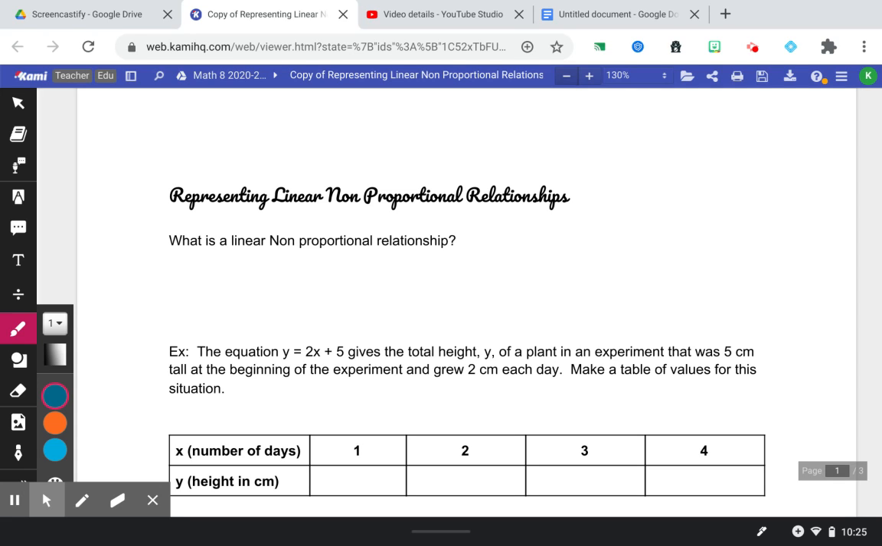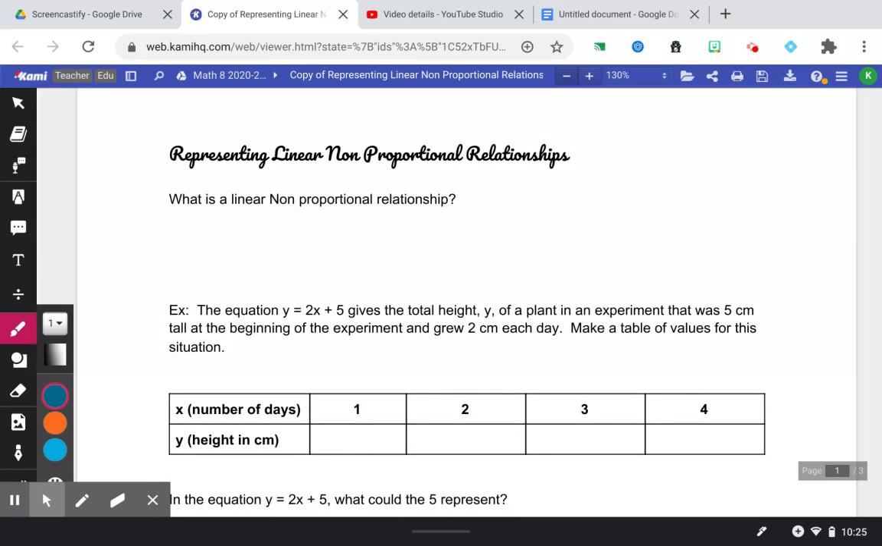Hi guys, today we are going to talk about representing linear non-proportional relationships. All right, so first of all, what is a linear non-proportional relationship? Well, let's just break up exactly what the words are saying.